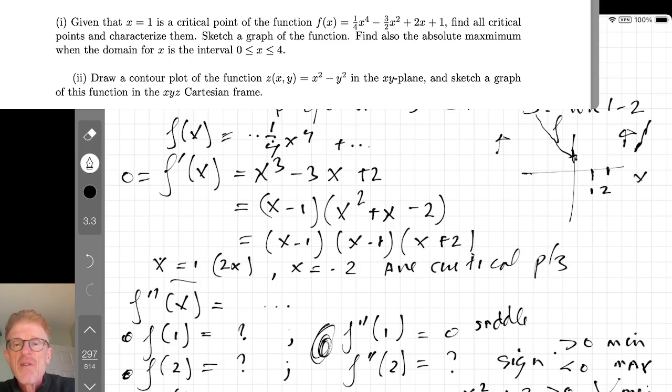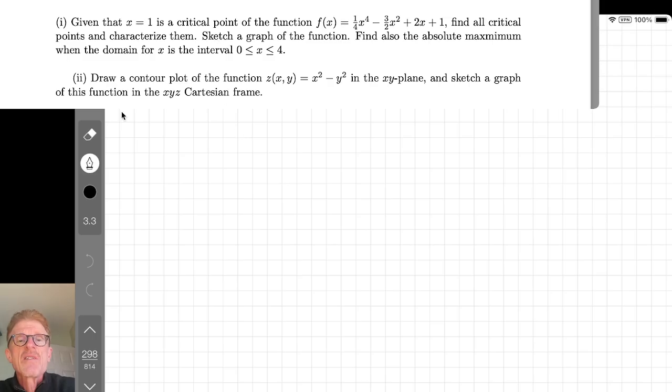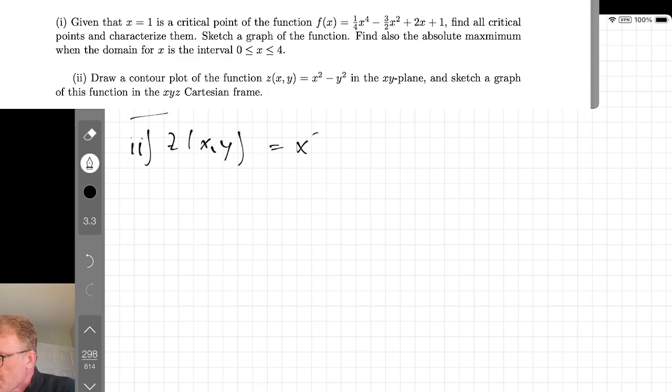Where are we? Preview. No, the second question is: draw a contour plot of the function x squared minus y squared in the xy plane, and sketch a graph of this function if possible in the 3-dimensional plane. So first, this is number 2, f of x comma y is x squared minus y squared.